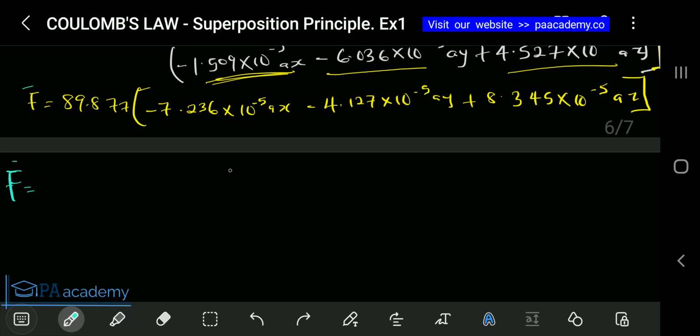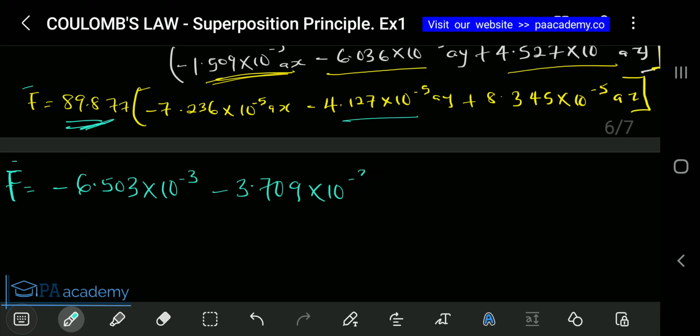So again, if you are typing this in your calculator, make sure you type it correctly. If you type that in your calculator, you are going to have minus 6.503 times 10 raised to the power minus 3. So if you also use this to multiply minus 4.127, you are going to get minus 3.709 times 10 raised to the power minus 3.